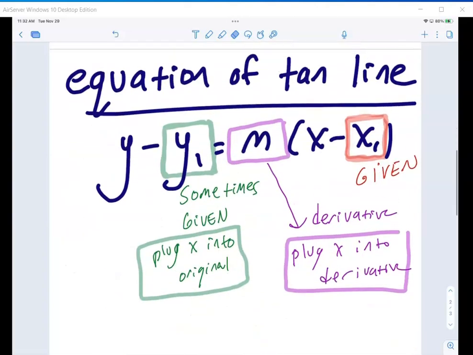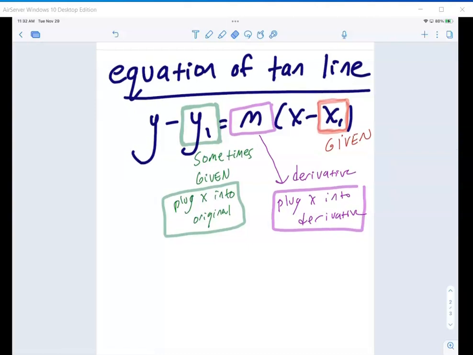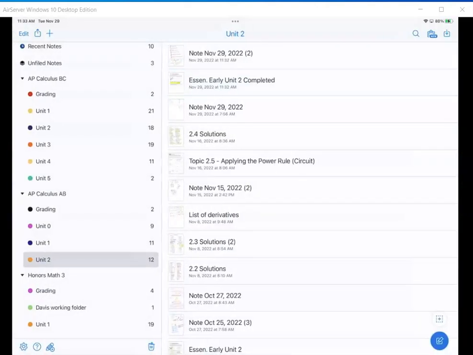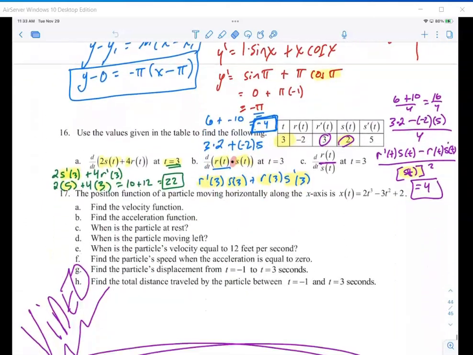This is very important. Equation of a tangent line. Whenever you guys see that, you go y minus y1 equals m times x minus x1. x1 is always given. y1 is sometimes given. If not, you plug x into the original to find it. And m is you plug x into the derivative. Okay, we'll make a few more notes as we go through here. So we did all that.